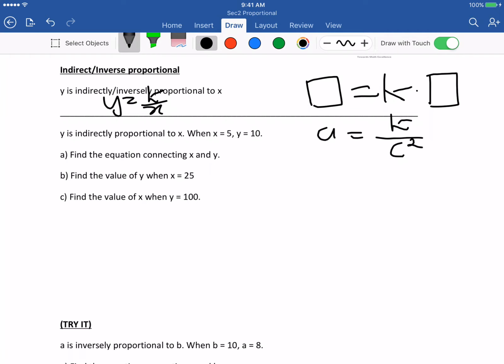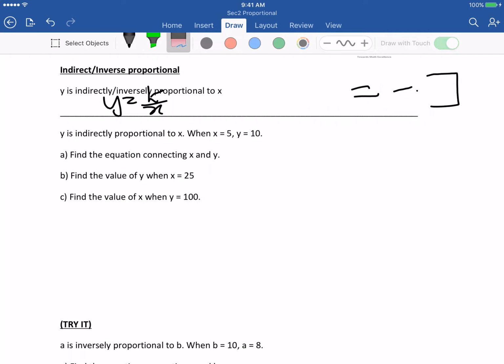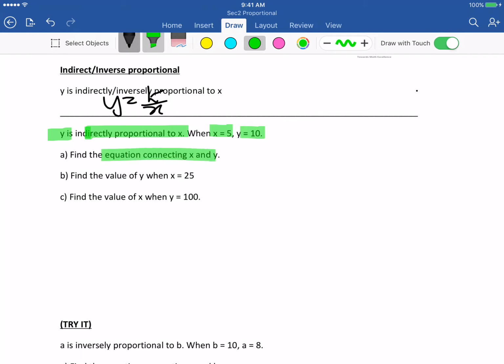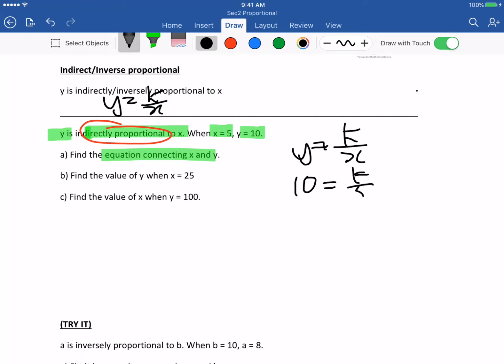Okay, let's try the question. The question says that y is indirectly proportional to x. When x equals to 5, y is equals to 10. Find the equation connecting x and y. So same thing, write out the format first. Y equals to k over x. Why is it k over x? Because the question says indirectly proportionate. So next step, same thing, sub in a pair of x and y values. So in this case, replace y by 10 and x by 5.